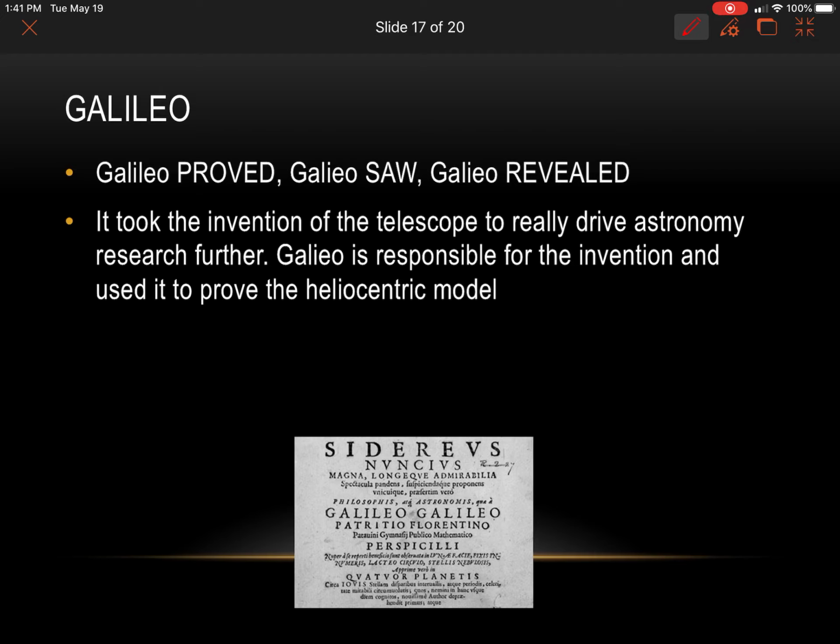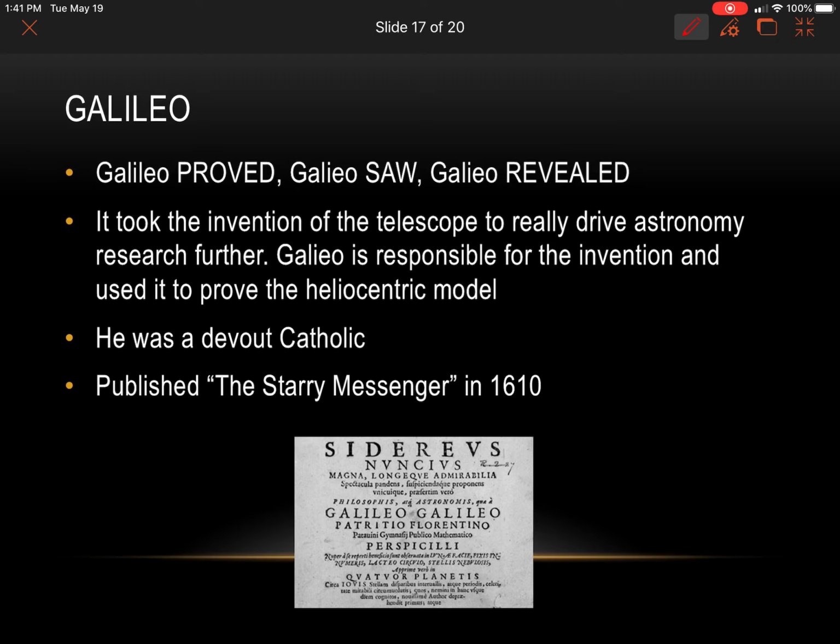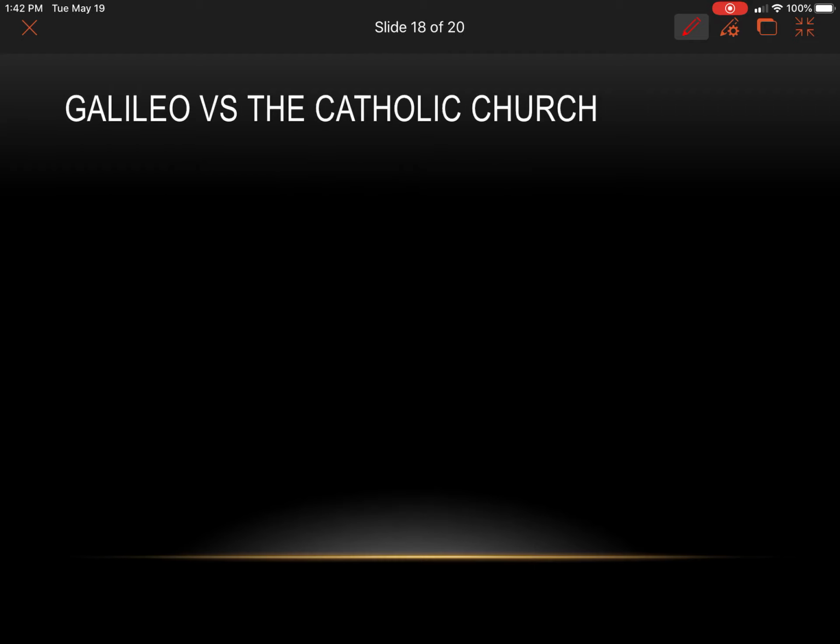I think there's a bit of controversy over that. Some people credit it to other scientists. But Galileo was responsible for the invention of it in a lot of people's views, and he used the telescope to prove the heliocentric model. So we then knew that the heliocentric model was in fact true. Now, Galileo was a devout Catholic, and he published a document called the Starry Messenger in 1610.